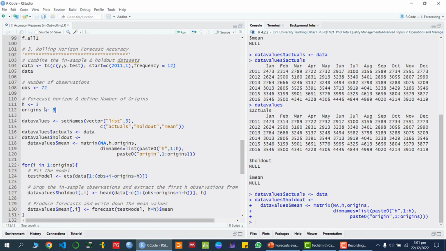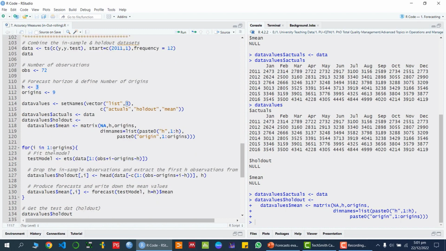So what is the origin? That is 9 minus 12. So when the value of i is equal to 1, this is going to be the first loop, which means 72 plus 1, that is 73. So 73 minus origin, 9 minus 3. So 73 minus 12. That means it is going to fit the model from 1 to 73, which means only one step ahead. Similarly, when i is equal to 2, when i is equal to 3, and so on.